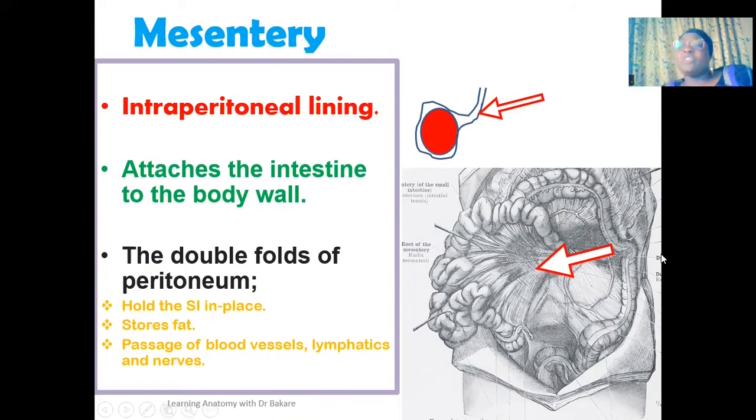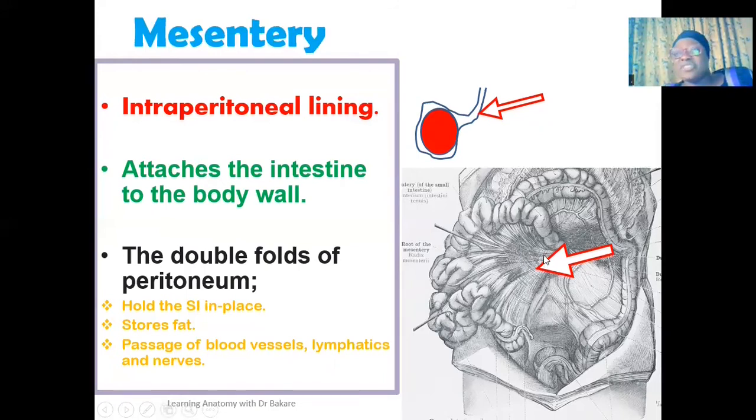So this double fold of peritoneum, apart from giving this organ structural support by helping to connect it to the posterior abdominal wall, also helps to store fats, because if these fats are stored within the organ, it's going to reduce the lumen. Instead of being deposited on the organs, they are being deposited on the mesentery. So it's helping to also hold the fat that is supposed to be deposited on the organs.